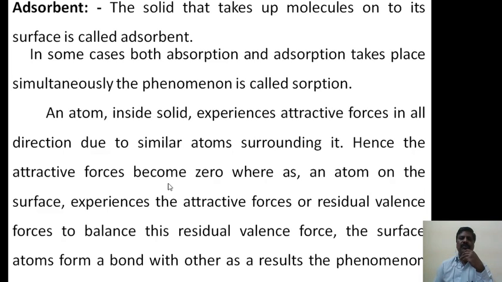Hence, the attractive force became zero, whereas atoms on the surface experience residual valency forces. To balance this residual valency force, the surface atoms form a bond with others as a result of the phenomenon of adsorption.